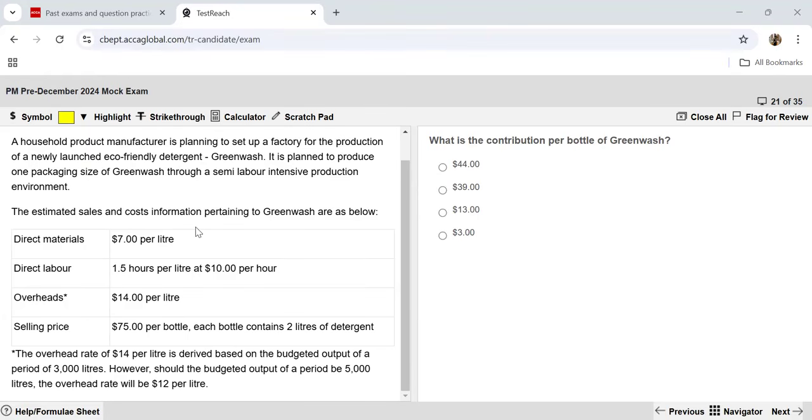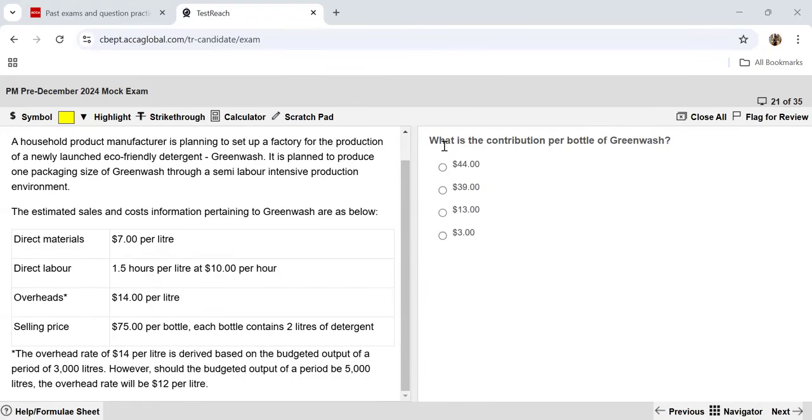Reading the further information, you find out that the overhead rate of $14 per liter is derived based on the budgeted output of a period of 3,000 liters. However, should the budgeted output of a period be 5,000 liters, the overhead rate will be $12 per liter. Selling price is $75 per bottle. Each bottle contains 2 liters of detergent.